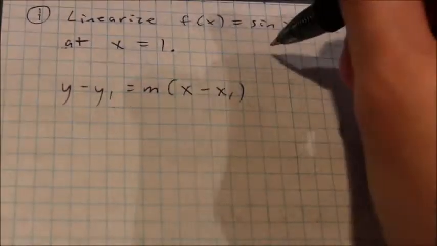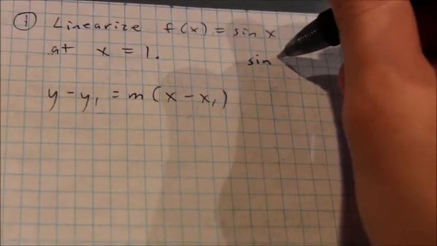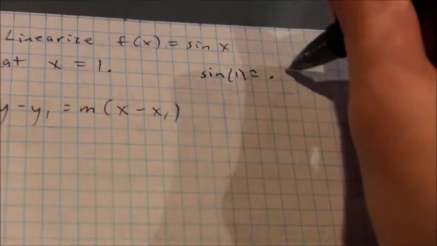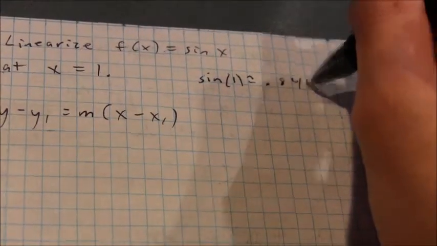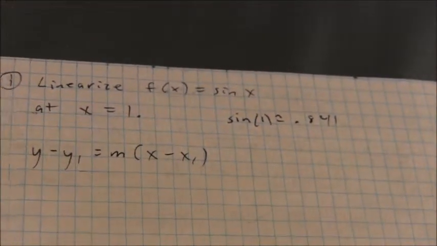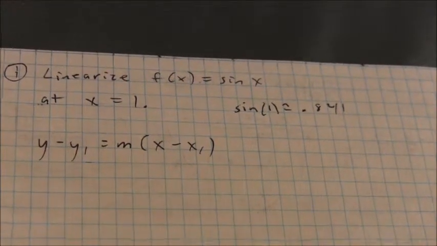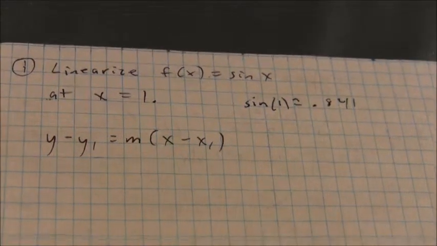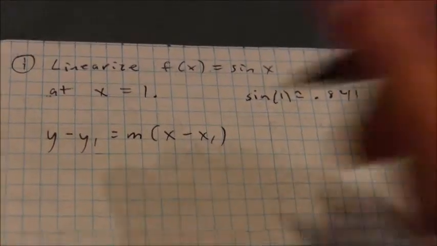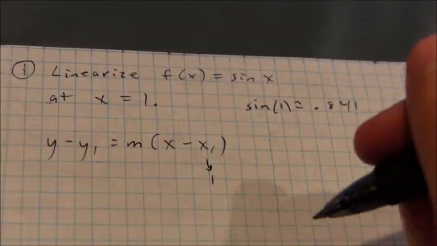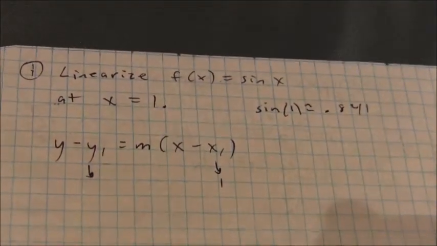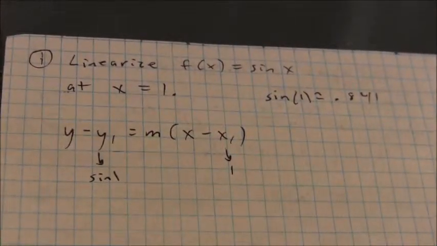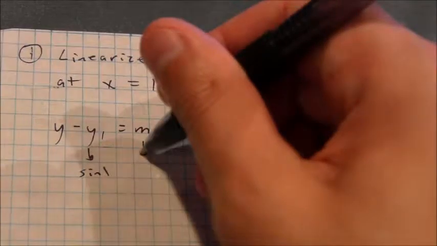First of all, it's useful to know that sine of 1 is approximately equal to 0.841. Of course, that's an infinite decimal, but approximately equal to that. I'm probably going to use sine of 1, though, when I make my substitutions to keep this in exact form. As a result, I know that x is going to be 1, and that y value is going to be that sine of 1 value, which is approximately 0.841, and I just need the slope.